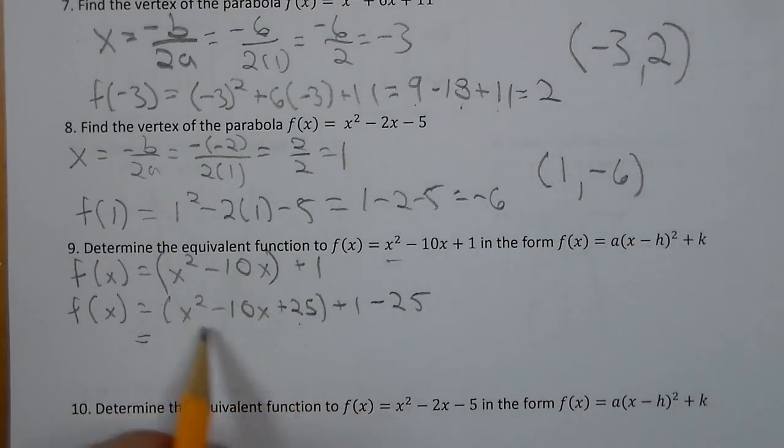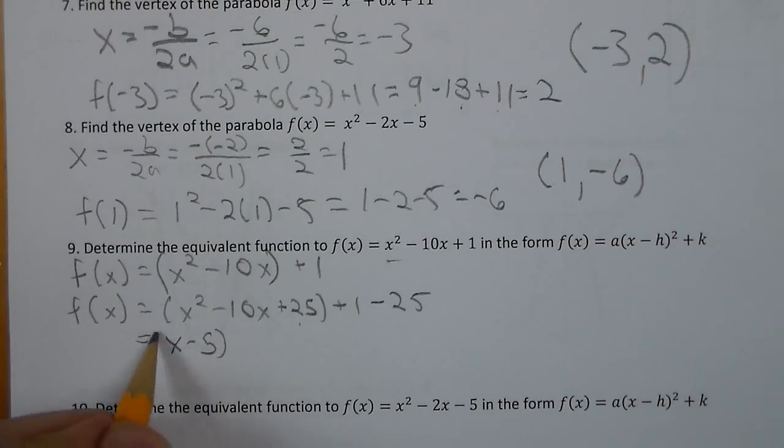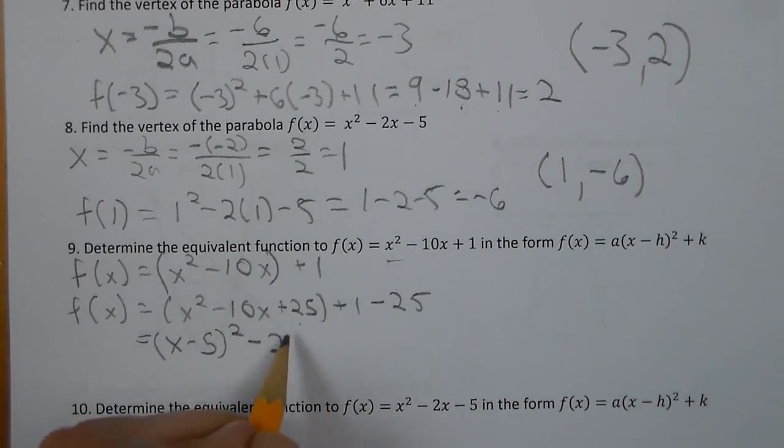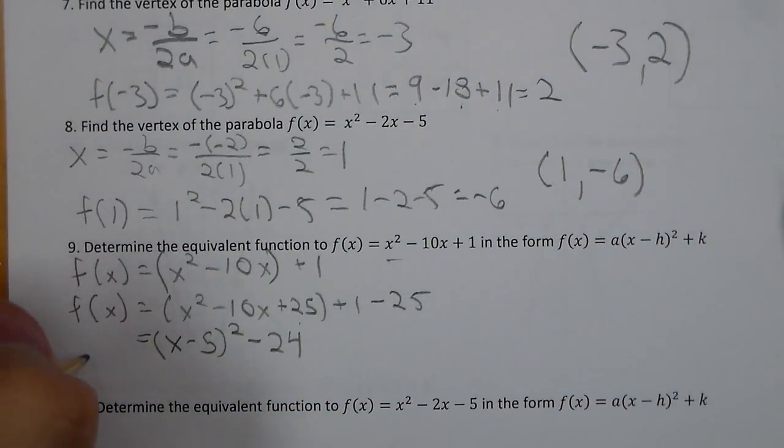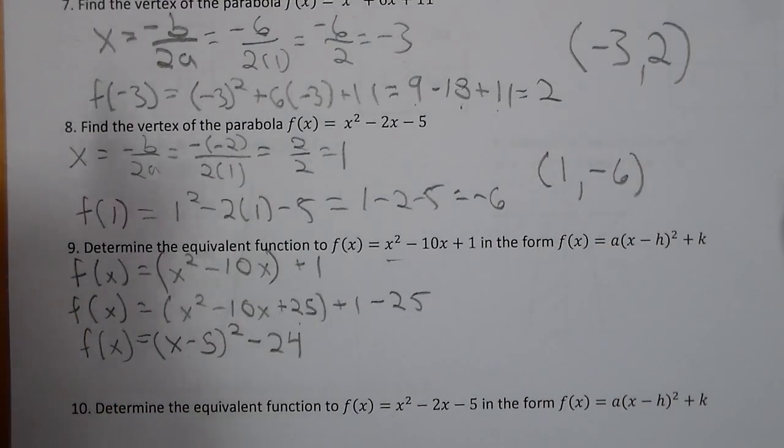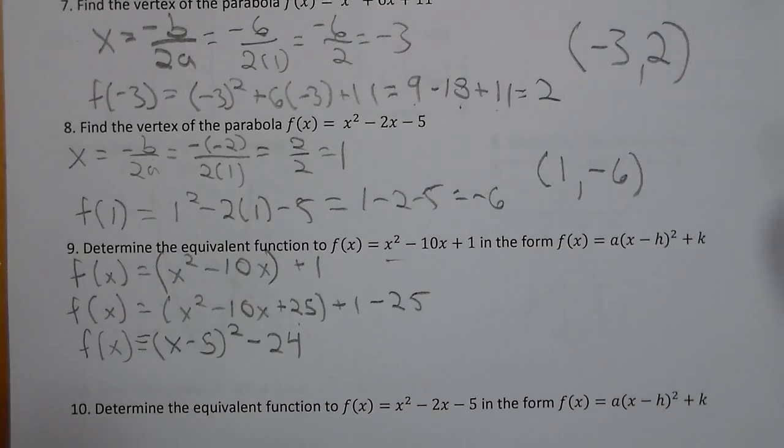In doing that, this quantity here in parentheses factors to be x minus 5, quantity squared, minus 24. So this is how we get to vertex form. We complete the square. We say f of x equals x minus 5 squared minus 24.